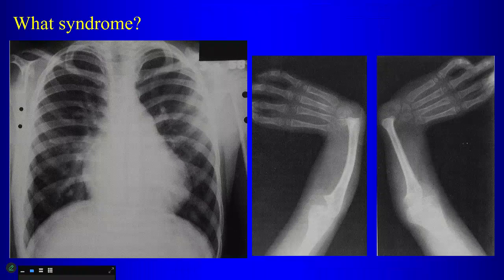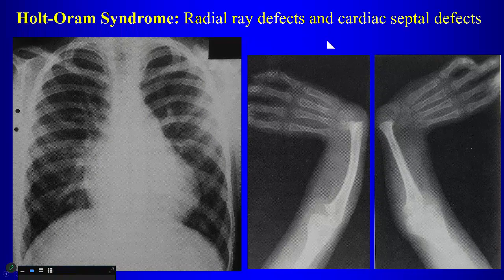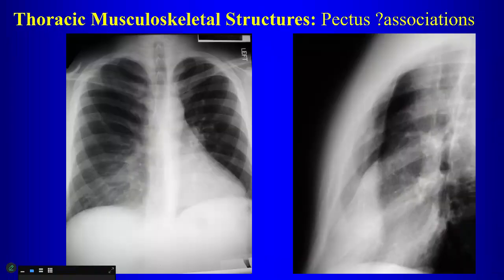What syndrome is illustrated here? Is this like Holt syndrome? Yes, Holt-Oram syndrome, where you have these radial ray anomalies, right? And what are the cardiac defects associated with Holt-Oram syndrome? ASDs and VSDs, so septal anomalies, right. So ASDs and VSDs, usually cardiac septal defects.